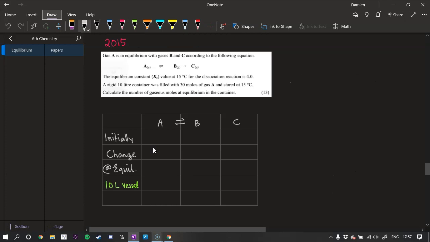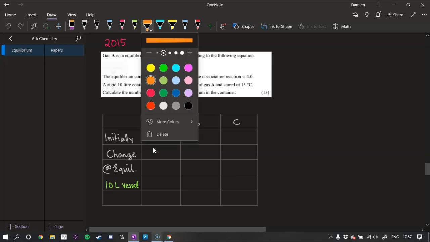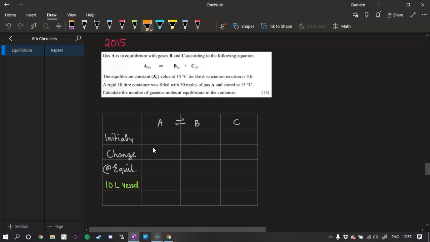Okay, so let's keep going with 2015. Table is here. We've got A, B, and C, and we're going to try and fill in some numbers. So looking at the first part of it here, the first thing we've got is, well, we have a 10 litre container. That's the first thing to be careful of. Now we have 30 moles of gas A. So this is initially. So this is something we can figure out. It also tells us that the equilibrium constant is 4.0. So that's something we're going to need.